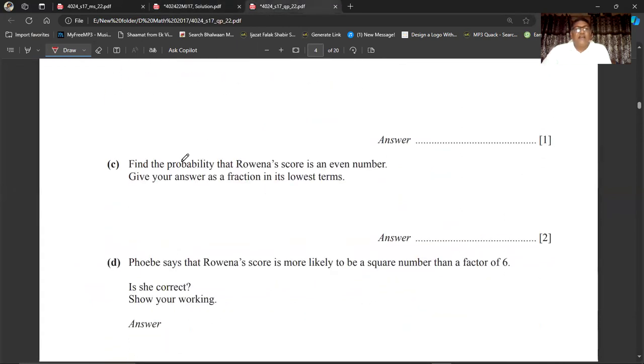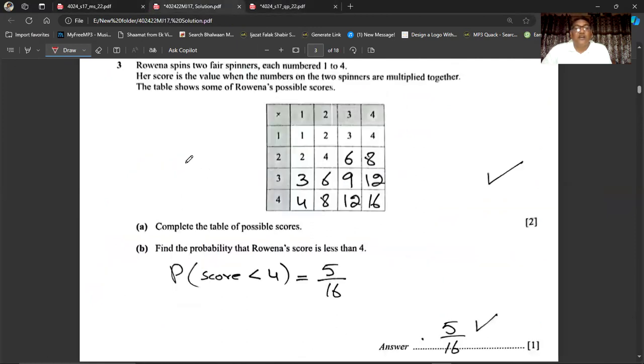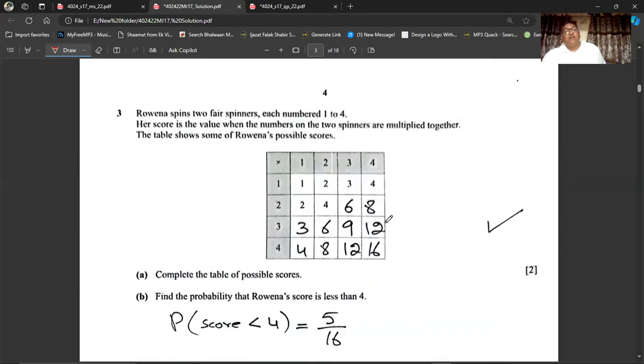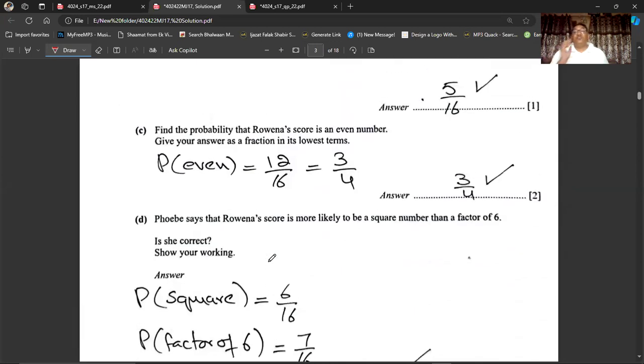Okay. Then question number 3, C part, he says find the probability that Ravina's score is an even number. Give your answer as a fraction in its lowest term. Okay, so we are looking for her score is an even number, even of 1, 2, 3, 4. Sorry, 1, 2, 3. Then you have 4, 5, 6, 7, 8, 9, 10, 11, 12. So basically there are 12 numbers which are even numbers out of 16 numbers. So the probability of getting an even number will be 12 by 16.